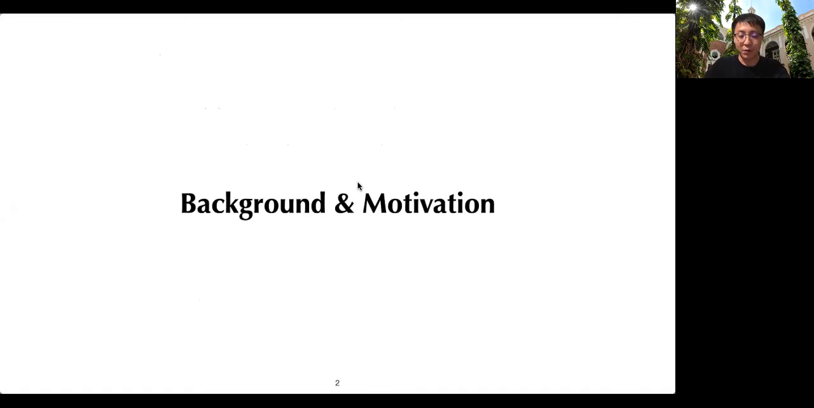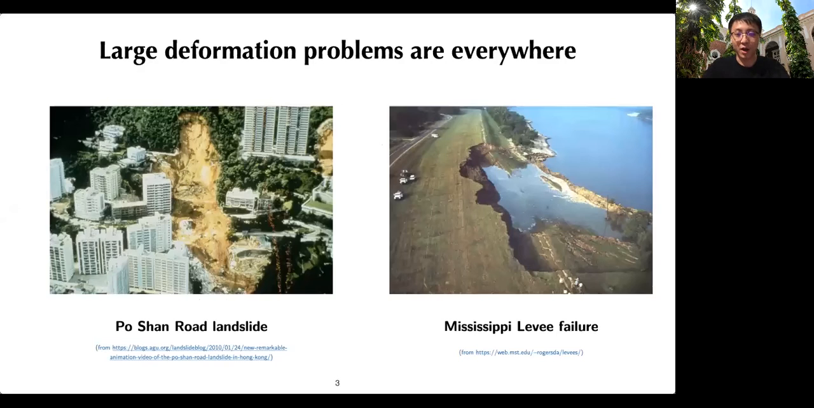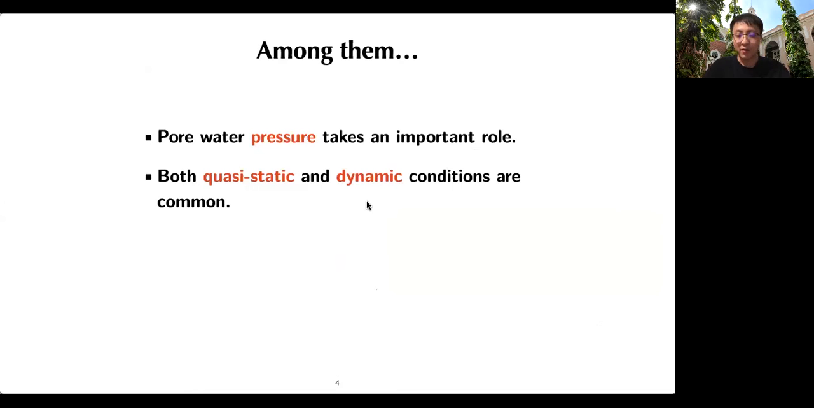I will start from the background and give the motivation. Large deformation problems are everywhere in the world. Two typical examples are landslide and wave failure. These failures often bring huge damage on infrastructure. Also, in landslides, many people may be killed. Among them, the pore water pressure plays a very important role in the development of failures. Also, both quasi-static and dynamic conditions are common.